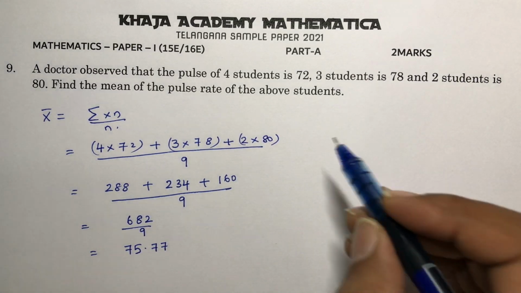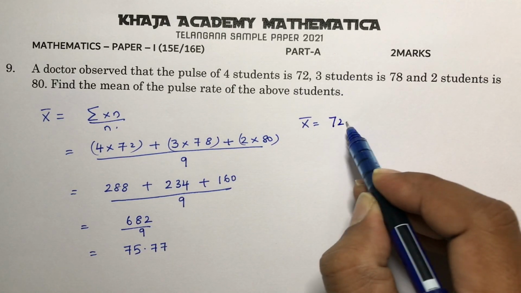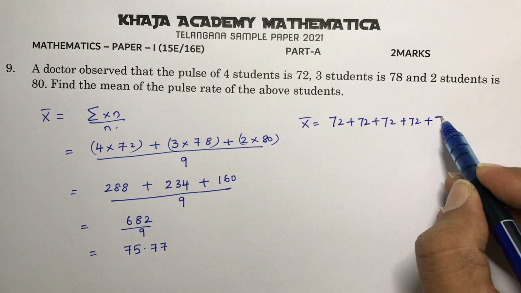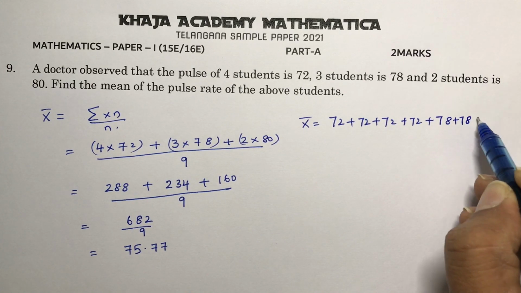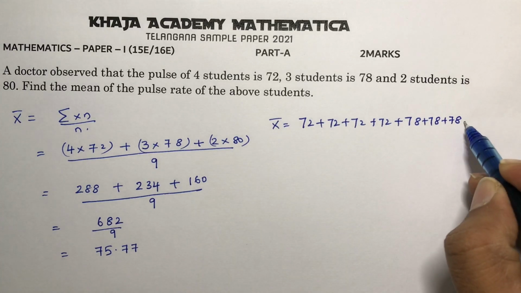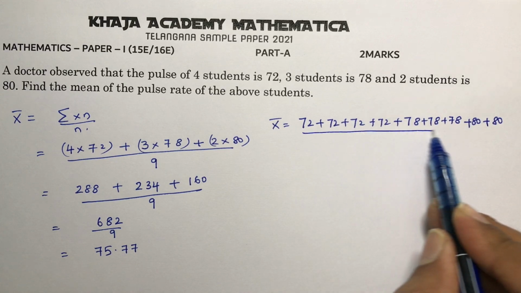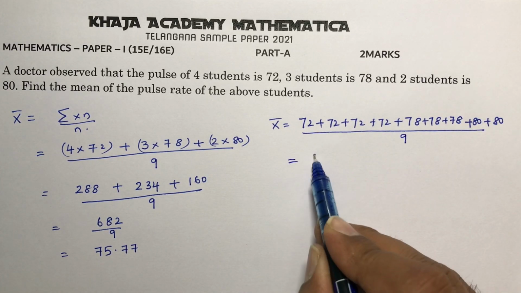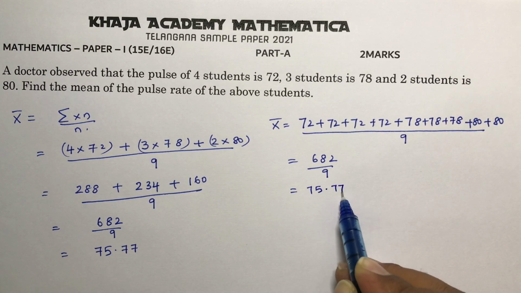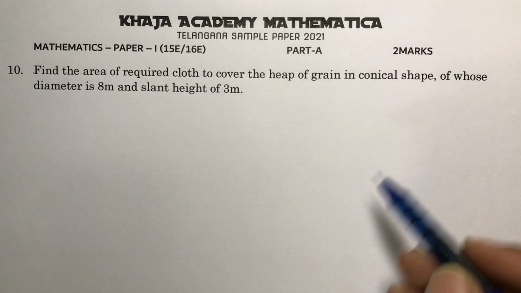You can do it in another method. Sum of the observations. 4 students of 72, you can write 72 plus 72 plus 72 plus 72. 3 students of 78, 78 plus 78 plus 78. And next here 2 students of 80. So here you can write 80 plus 80 by 9. So here also if you add, you will get the same result, that is 682 by 9. So that is 75.77.